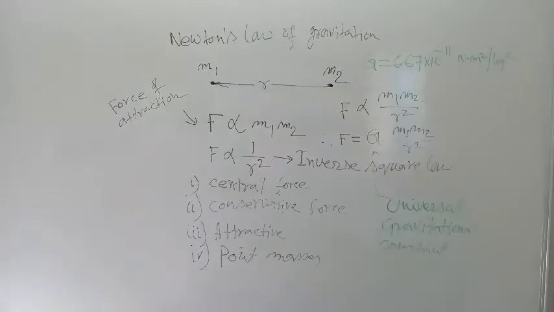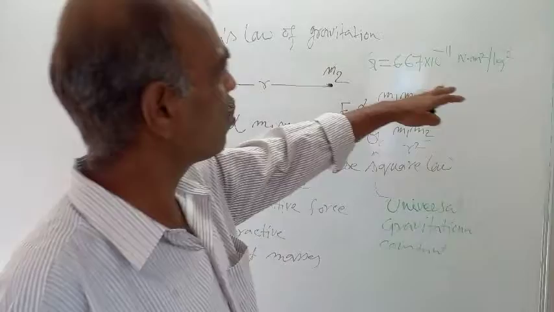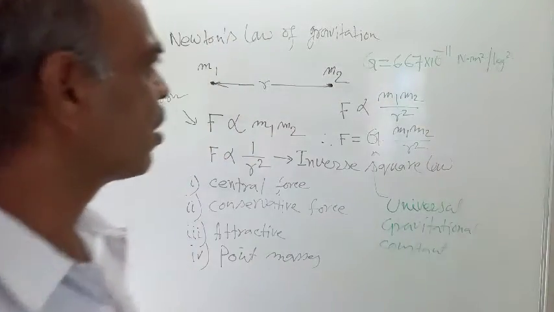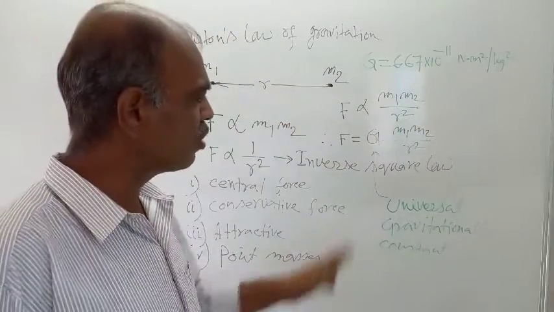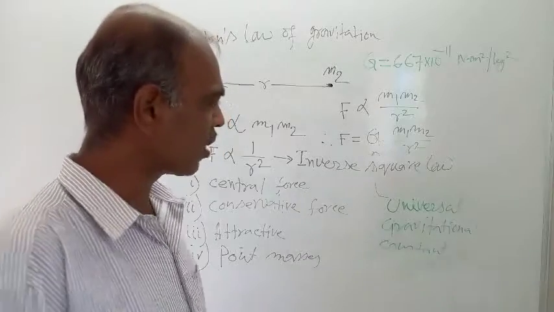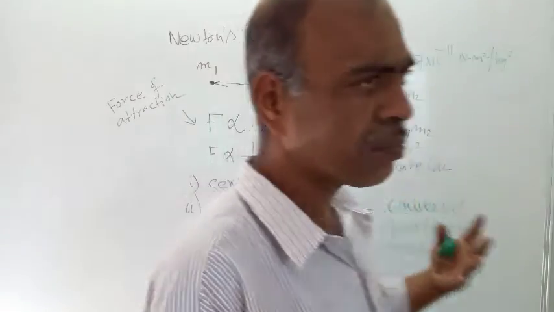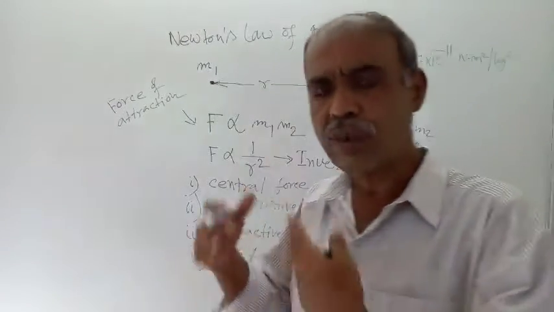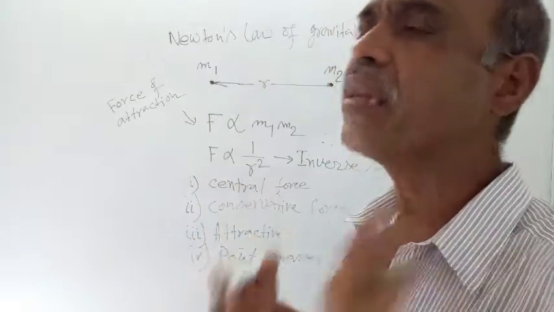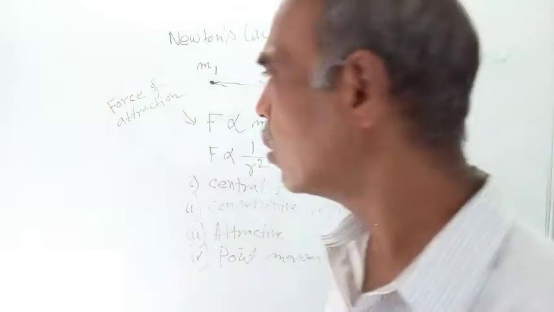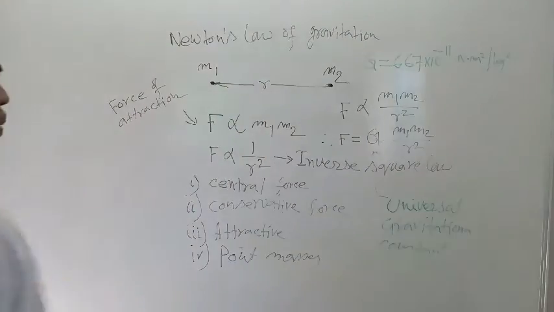Let me check whether everything is visible or not. Yeah, everything is visible. So this is the value of G, Newton meter square per kg square. And this G is called the universal gravitational constant. Why universal? Because this value of G does not change if you go anywhere in the universe. So that's why this is called the universal gravitational constant.